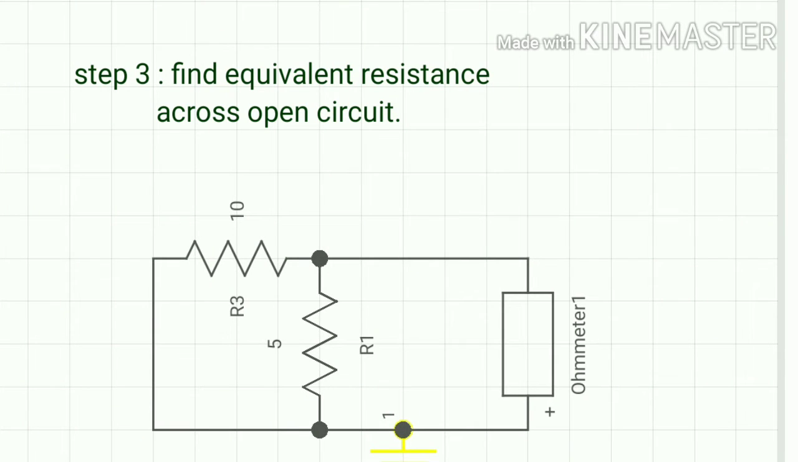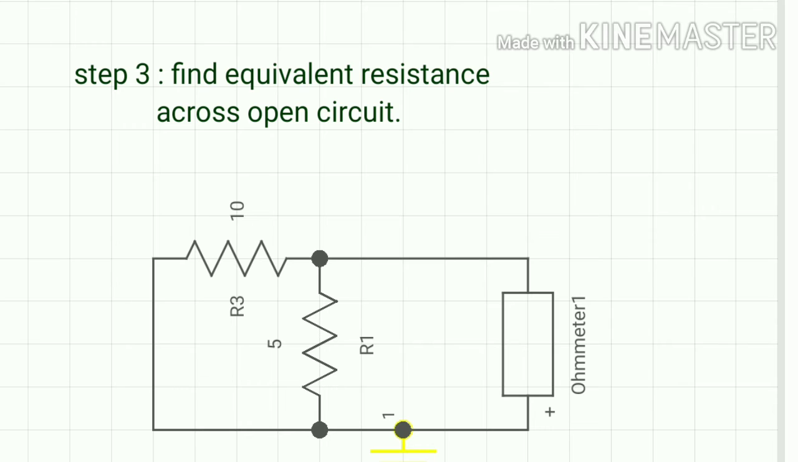The next step is to find the equivalent resistance. So how do we find the equivalent resistance? According to Thevenin's theorem, replace a voltage source by shorting it, and if it is a current source then open circuit it. In our circuit we have a voltage source, so we have replaced the voltage source with a simple short across R3 and R1.